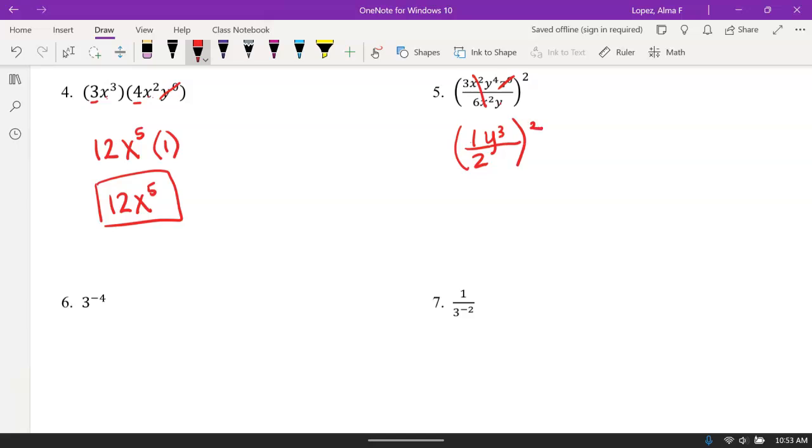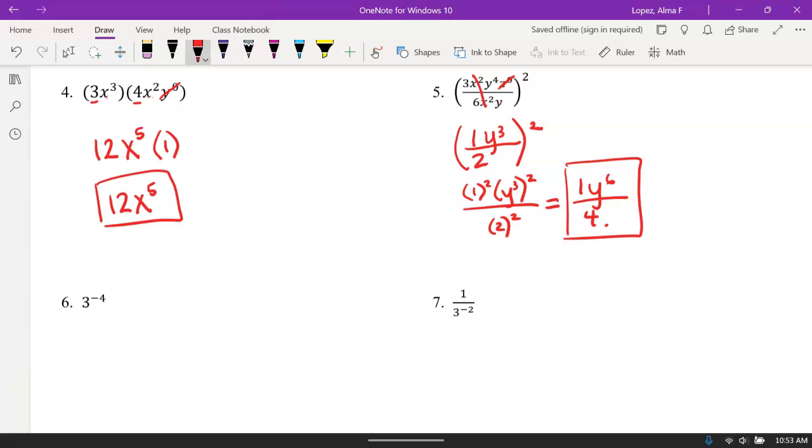Now I can finish that off by raising everything to the second power. 1 to the second power, y to the 3rd raised to the second power, and 2 raised to the second power. 1 squared is still just 1. Y to the 3rd raised to the second power is going to be y to the 6th, and 2 to the second power is going to be 4. Now, you do have the option not to write the 1 in front of the y to the 6th because it's not necessary, but I kind of like him, so I'm going to leave him alone.